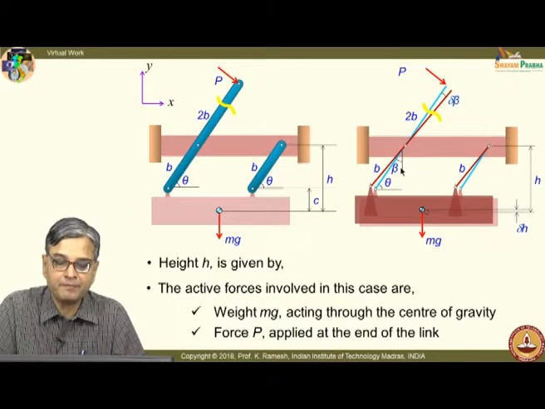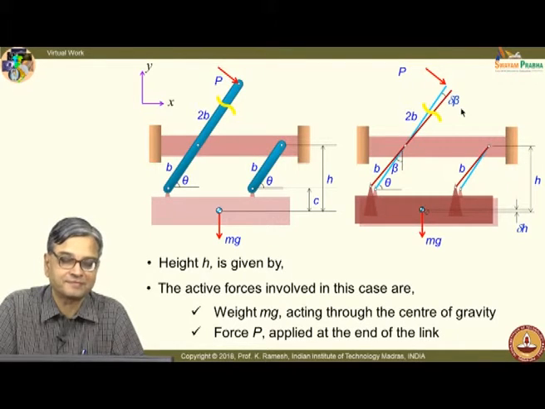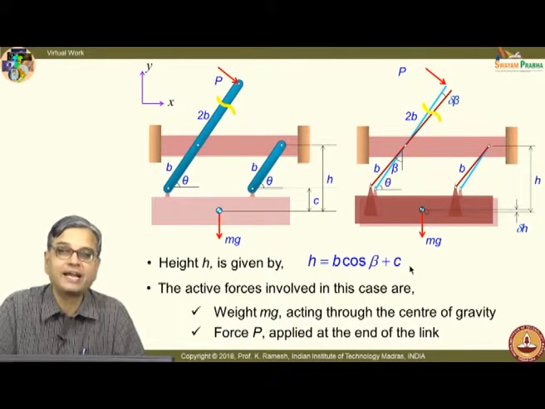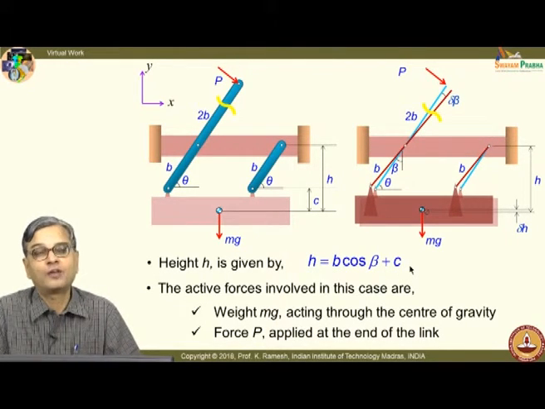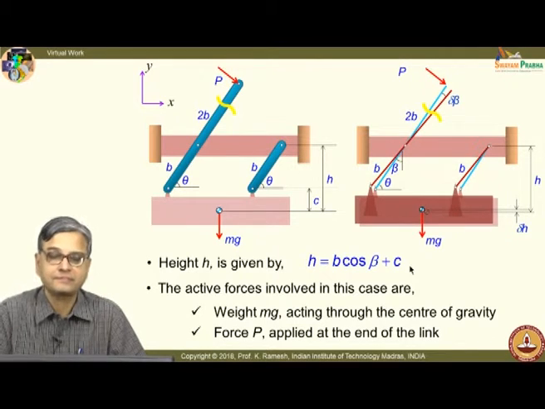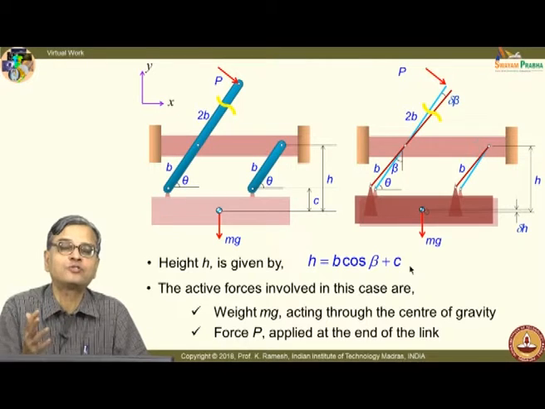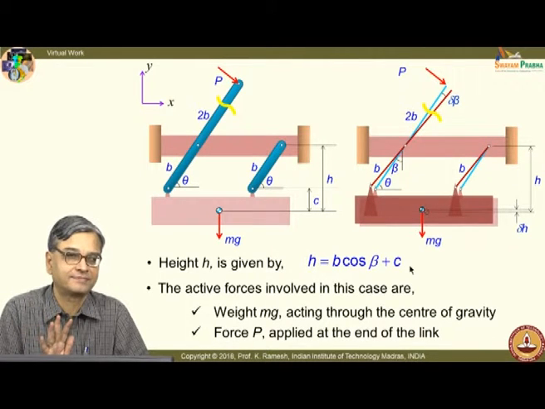If I have beta, then beta is increasing. Theta is decreasing, but beta is increasing for this configuration. Okay. So, it is desirable that I work with h equal to b cos beta plus c. So, the idea here is, one way of looking at the problem is, look at the problem and choose an independent variable so that your mathematics is consistent.